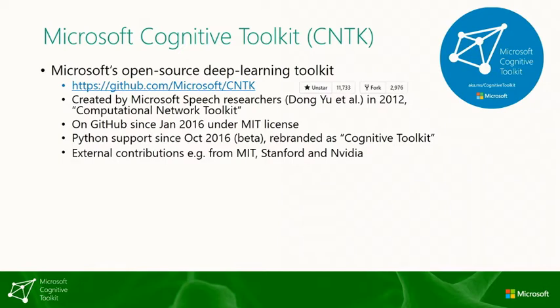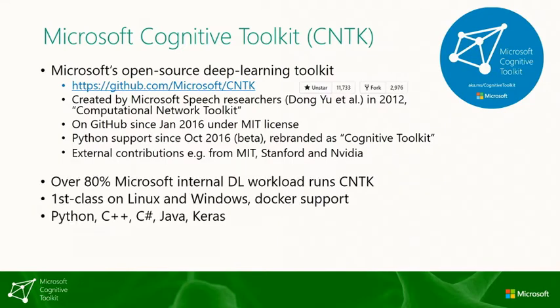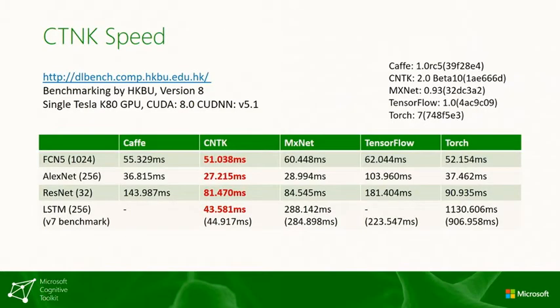I'm going to skip these slides real quick because Chris has already gone through them, and I will focus on some of the things that really make CNTK attractive to our community. This is some benchmarking results by Hong Kong Baptist University. There's a group of researchers who periodically compare different toolkits and present their results. In this case, the latest one that they came up with presents CNTK in a very impressive way.